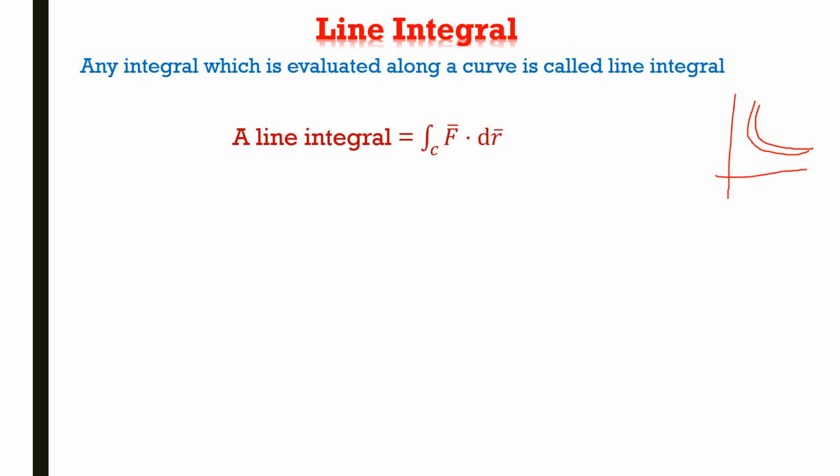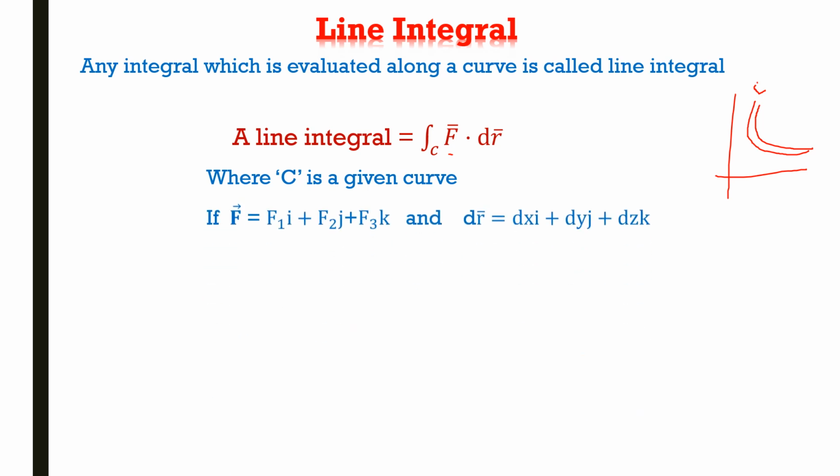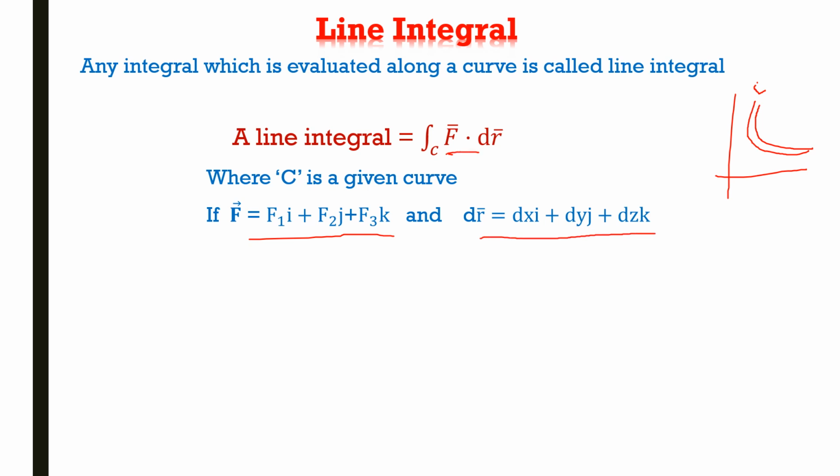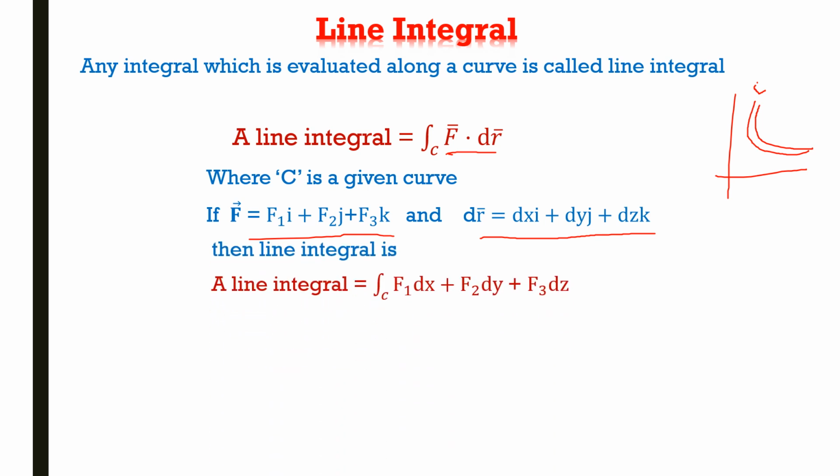So we just see the formula for that. A line integral is the integral of F bar dot dr bar. What is F bar? It is a vector point function we have seen in the previous unit. And dr bar we also know: r bar is xi plus yj plus zk, dr bar is dx i plus dy j plus dz k, where C is a given curve. Now suppose F bar is equal to F1 i plus F2 j plus F3 k, and dr bar is dx i plus dy j plus dz k. The dot product between F bar and dr bar is F1 dx plus F2 dy plus F3 dz. Therefore the integral of F1 dx plus F2 dy plus F3 dz is the line integral.